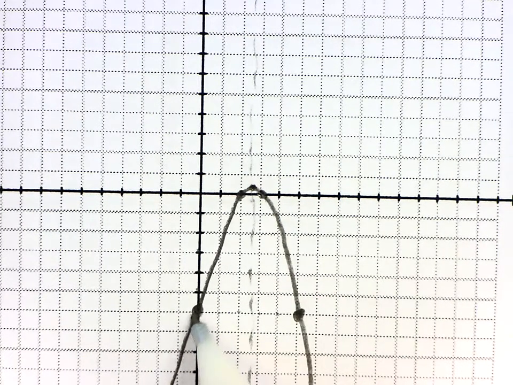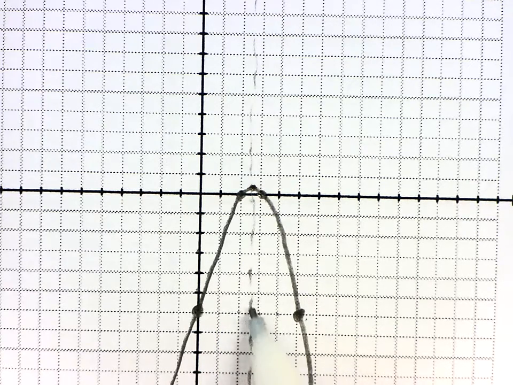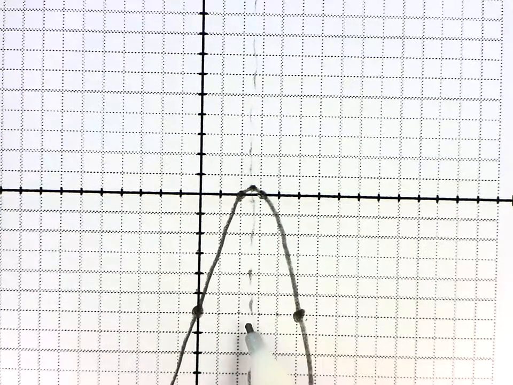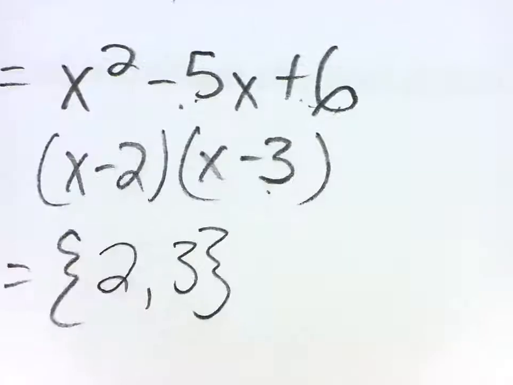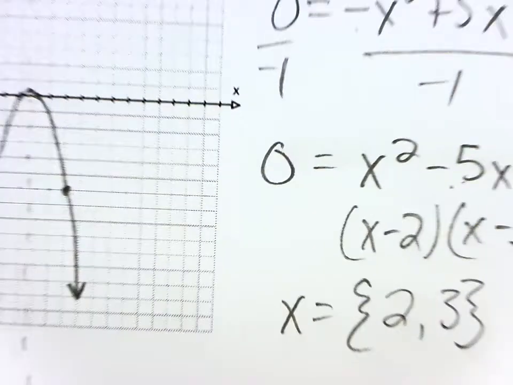How did I, what? Oh, because I had this. It's half, so it's not bad, you know what I mean? So there it is.